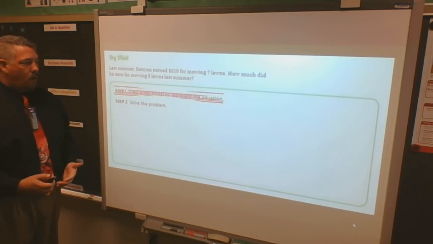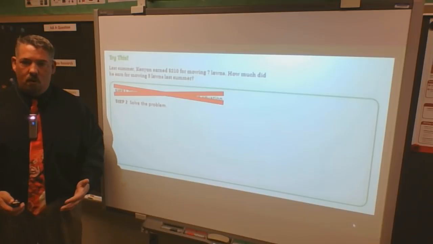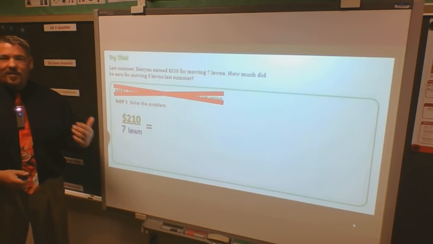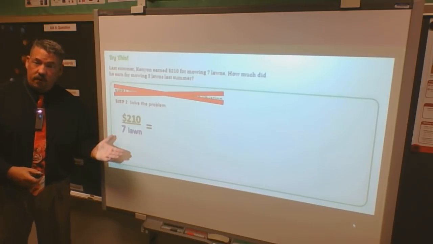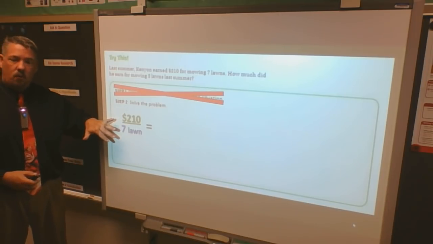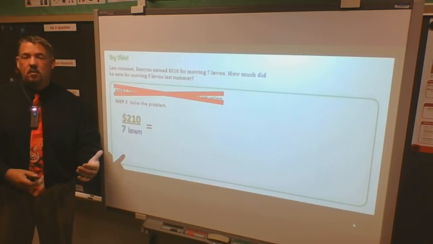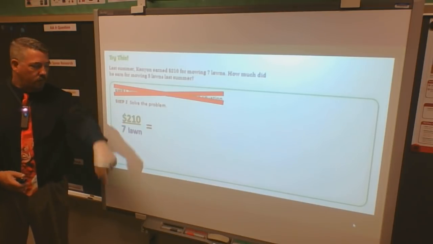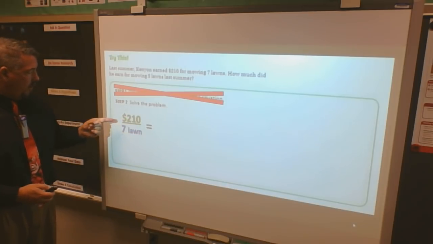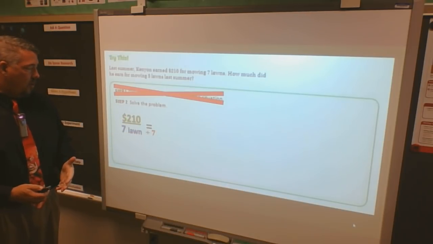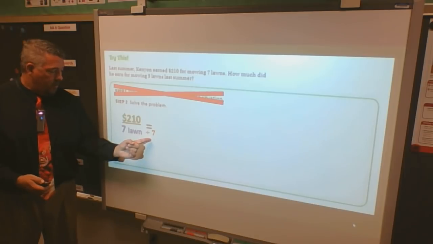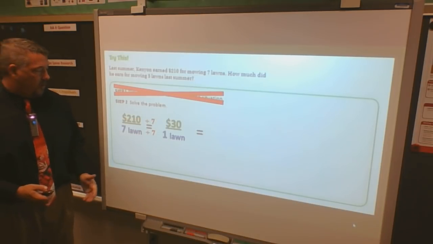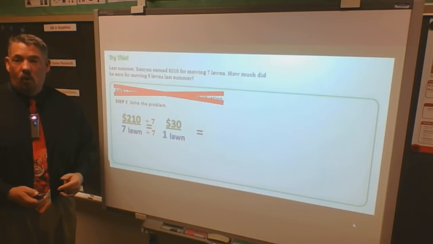You can draw the bar model, but I don't expect you to draw the bar model. It's just extra work that you don't have to do. If I know that I got $210 for 7 lawns, I set it up as my original rate. Then I have to reduce to get my unit rate, which tells me I have a denominator of 1. So here I'm going to reduce by 7 because that's my current denominator. If I divide by 7 in my denominator, then I have to divide by 7 in my numerator. That's going to give me $30 for 1 lawn.